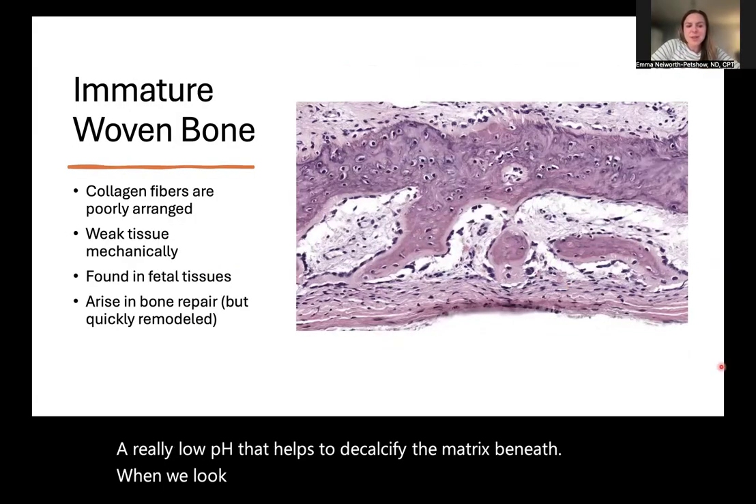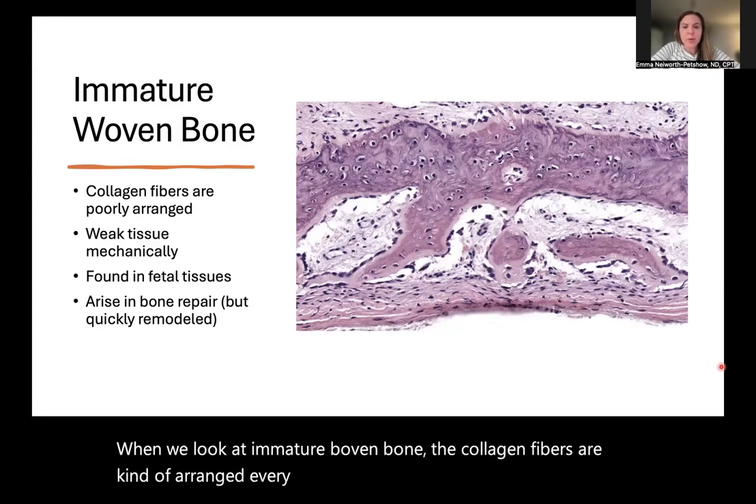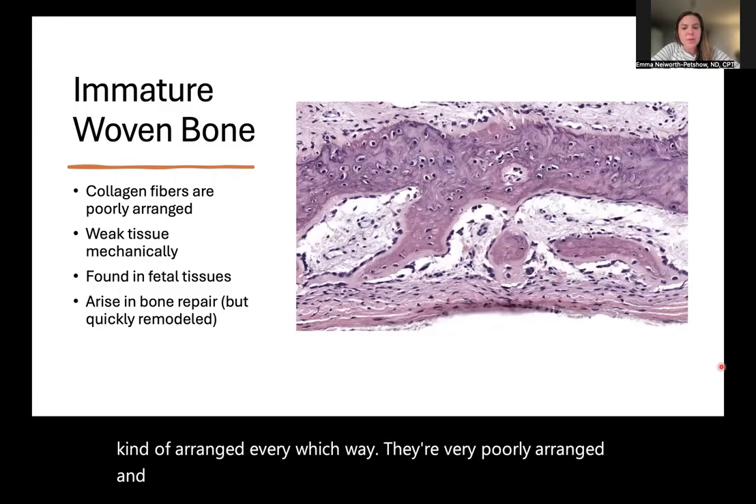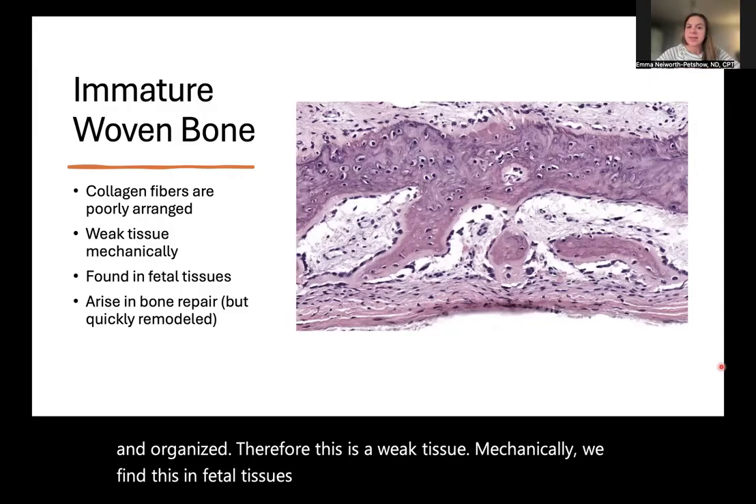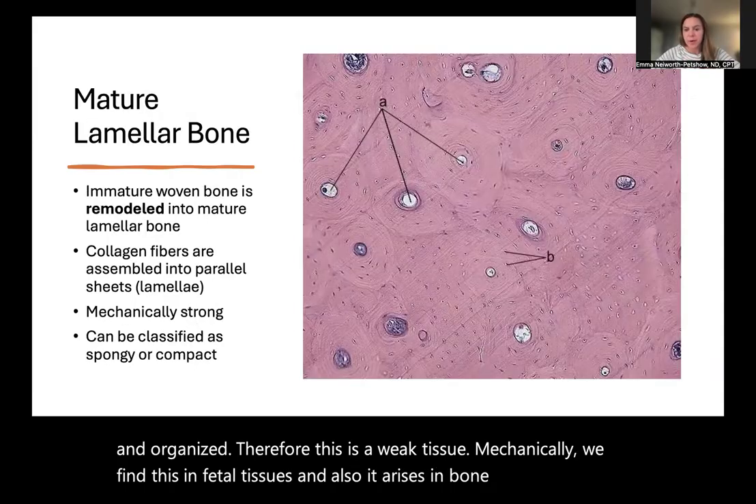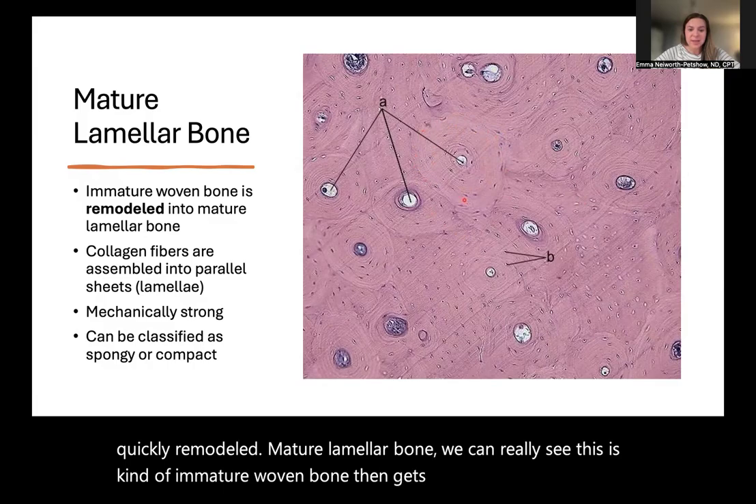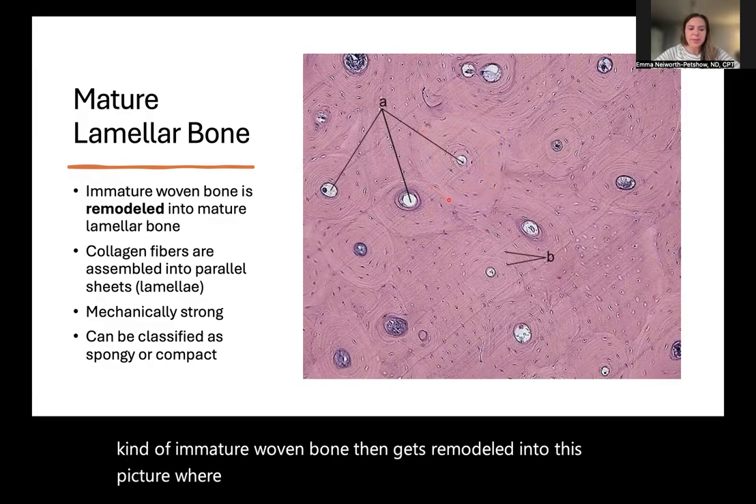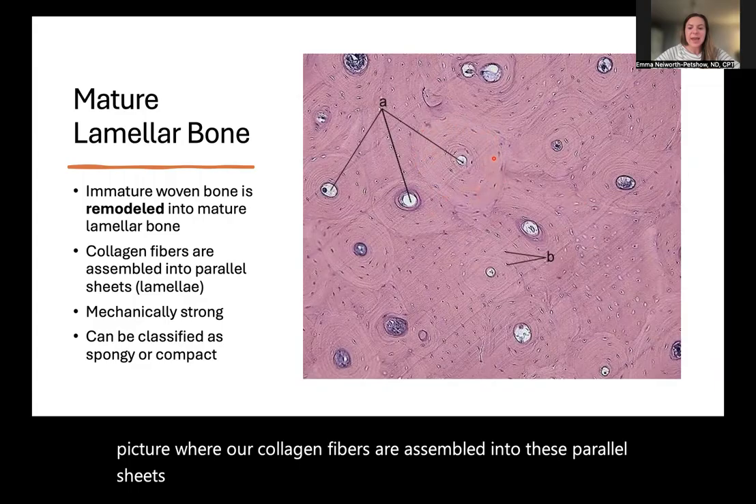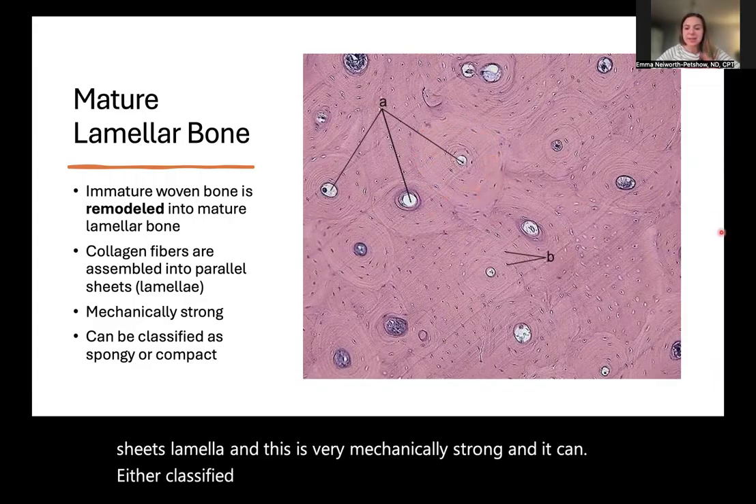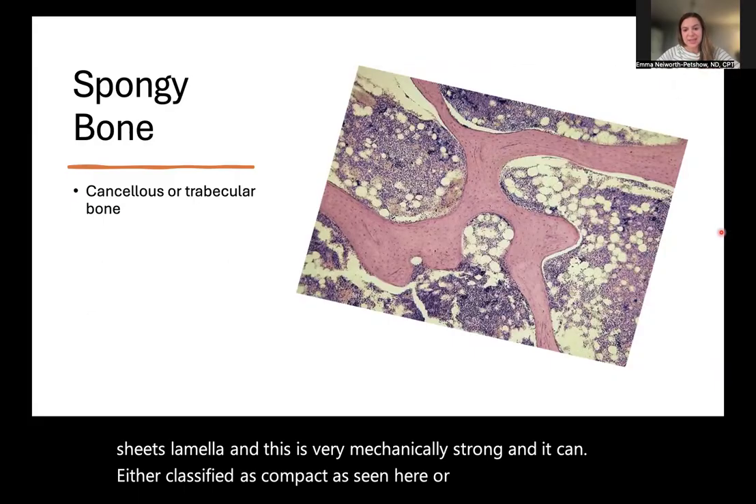When we look at immature woven bone, the collagen fibers are arranged every which way. They're very poorly arranged and organized. Therefore, this is a weak tissue mechanically. We find this in fetal tissues and also it arises in bone repair, but it's quickly remodeled. Mature lamellar bone is what this immature woven bone then gets remodeled into, where our collagen fibers are assembled into parallel sheets, lamellae, and this is very mechanically strong, and it can be either classified as compact, as seen here, or as spongy, as seen here.